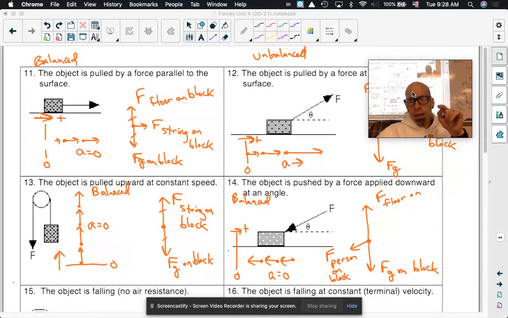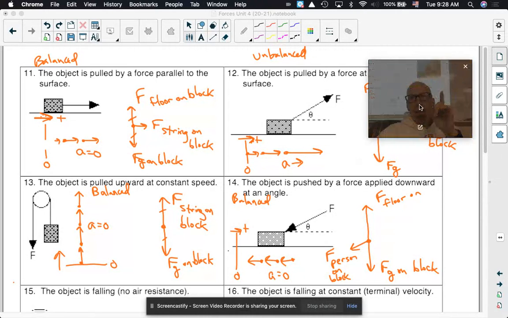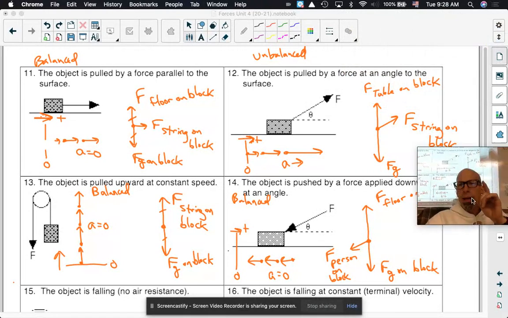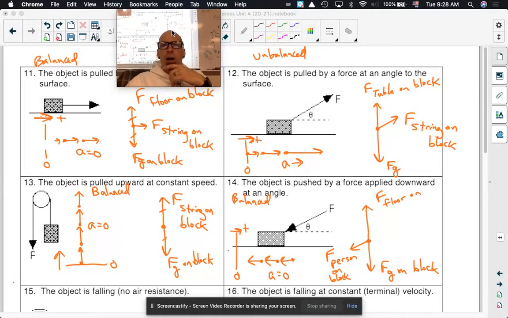Number 14, again, the object is pushed by a force applied downward at an angle. I assumed that it was a person pushing, but I said that it was balanced in this case, moving with a constant velocity, no acceleration. Now, here's the thing about these. Not all of these are right. Based on my interpretation and the motion map that I created, not all of my force diagrams are correct.